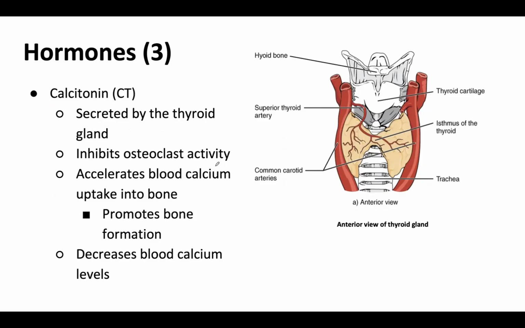The other major hormone secreted by the thyroid gland that affects the skeletal system is calcitonin. Sometimes you see it abbreviated as CT, which we also use for connective tissue, so keep that in mind. Calcitonin will decrease blood calcium levels by inhibiting osteoclast activity. It will also accelerate the uptake of calcium into the bony extracellular matrix, which promotes bone formation. So this is going to be important in terms of storage of the calcium in the skeletal system.